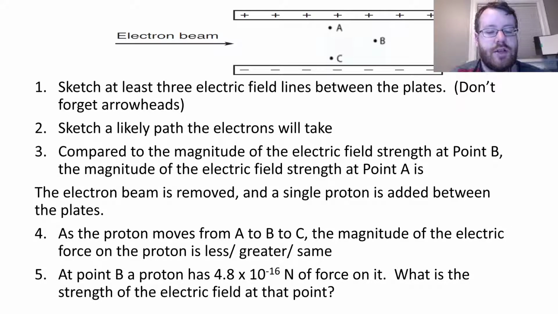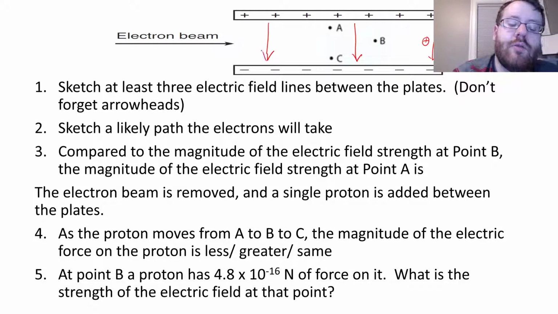First one says sketch 3 electric field lines between the plates. Don't forget arrowheads. They're very important because we are talking about vectors. If you don't draw arrowheads, then they're just lines, and that doesn't really tell us anything. So again, what would a proton do? If a proton was in here, we have a positive plate up here, and it would be pushed away from that, toward the negative plate down here, going positive to negative, which it always does. So that's what a proton would do.